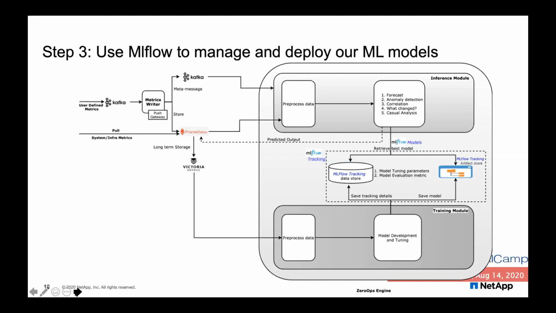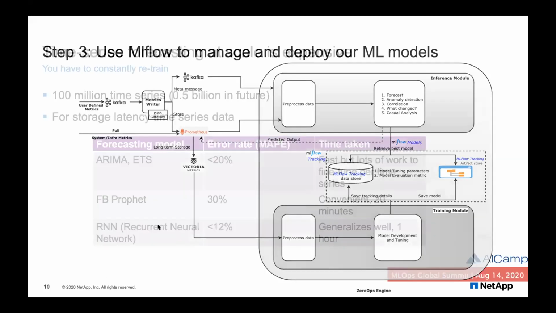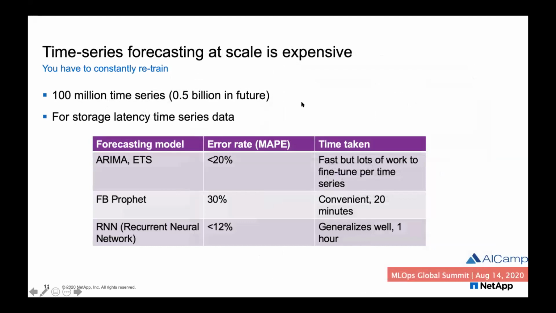But here's a problem we had even with this. The problem is that when you're trying to do this for 100 million time series like we are, or like I said, we're going to get to 500 million within a year, at scale, this is an extremely expensive problem. And so why is it expensive?